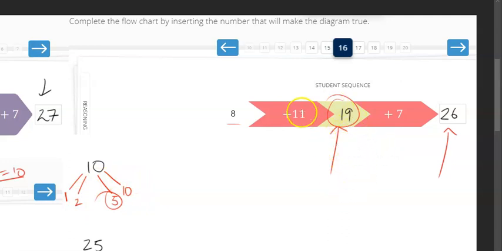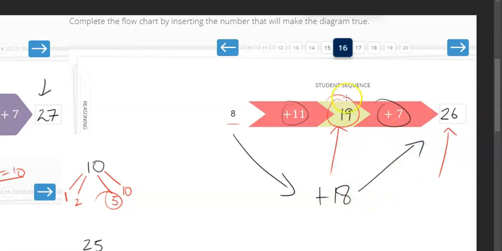Ideally, what you can do is you can see this plus 11 and plus 7, and that's just the same as plusing 18, isn't it? Because 11 plus 7 is 18. So we can just go 8 plus 18 and jump straight to 26 without having to write 19 there. But if you want to play it safe and you want to get that middle step, get to 19 and then go to 26 to make sure you get that final answer correct, you can go ahead and do that as well.